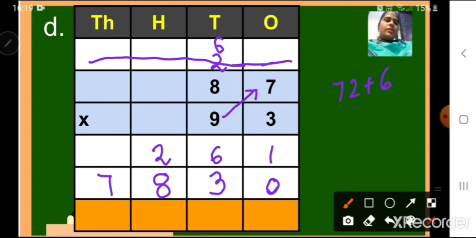Children, why have we not done that? Because here there is no other number in the hundreds place to multiply. So I have written the number directly.